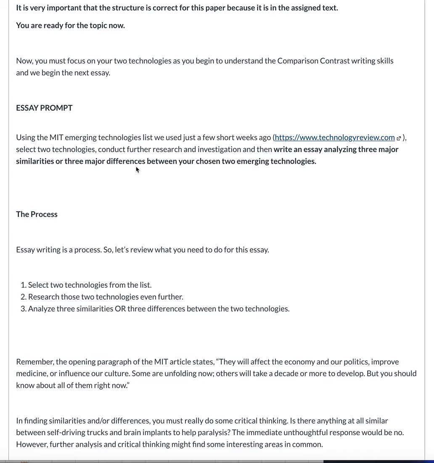Let's say, what is something interesting in the technology realm? Well, I'll go to the list. Okay, three major similarities between paralysis devices and PCR gene editing are this, and this.